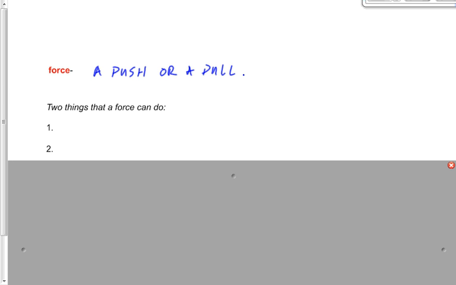Okay, it can stop something. Good. So a push or a pull can stop something. It can move something that's not moving, so it can speed something up. It can stop something. It can speed something up. Maybe it slows something down without actually stopping, right? Maybe you change the direction of something.